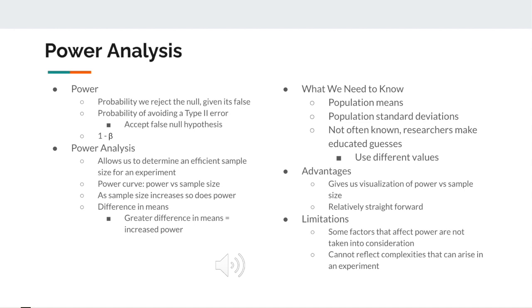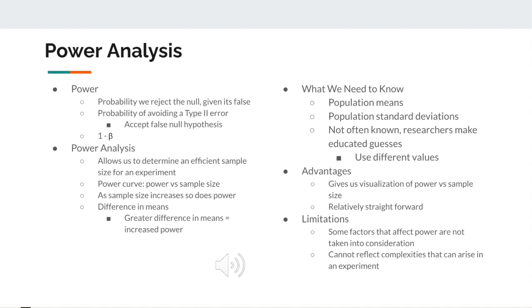So what we need to know to run a power analysis, looking at difference in means here, we need to know population means and the population standard deviations. These values are not often known, so researchers will usually make educated guesses, and they'll also usually vary some of the values to determine the effect. So for example, in difference in means, they'll use different differences in means and see how the power changes with that.